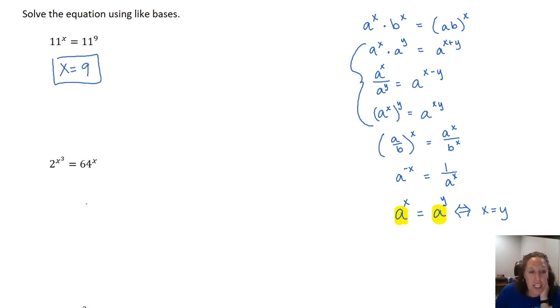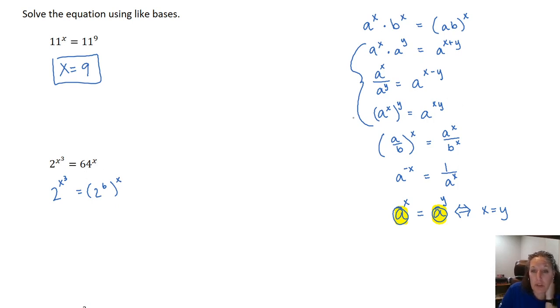All right, on our second example, we have 2 raised to the x cubed equals 64 raised to the x. Well, we can't set those exponents equal to each other just yet because we have to have the same base on both sides. 2 and 64 can both be written as powers of 2. 2 is just 2. 64 can be written as 2 raised to the 6th power. We still have that x on the exponent, so 64 is the same thing as 2 to the 6th, and then that whole thing is raised to the x power.